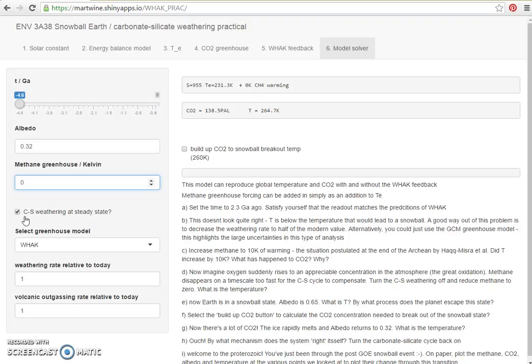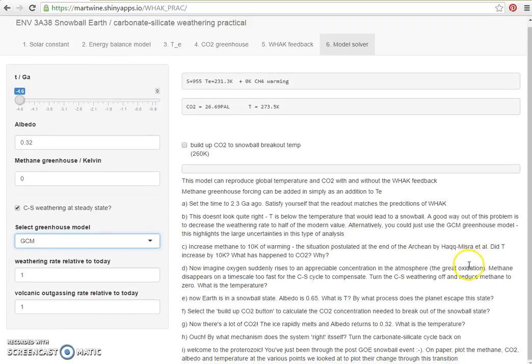To be able to solve that in the model, you need to be able to remove that long-term equilibrium control and look at the short-term control on temperature. They're able to choose whether they use the classic Walker Hazen casting CO2 greenhouse or a different one, so that just changes the function that's being used, and they can play with weathering rate changing through time, or volcanic outgassing of CO2 changing through time.